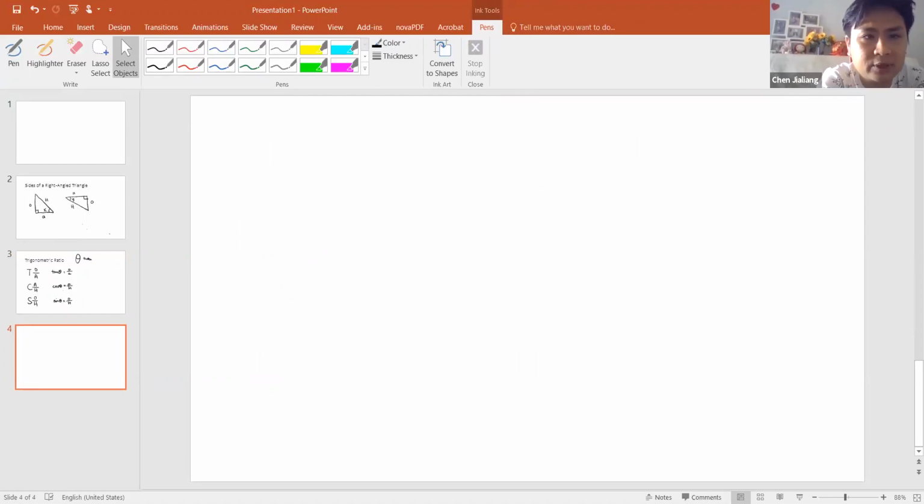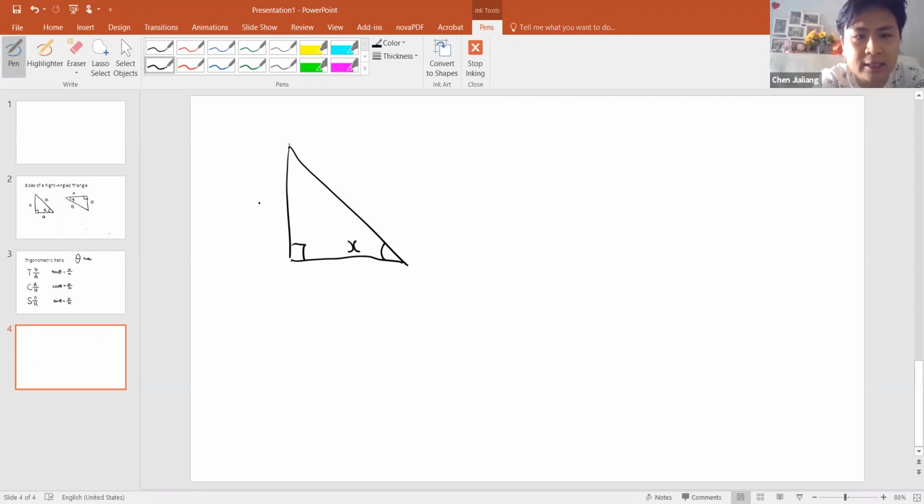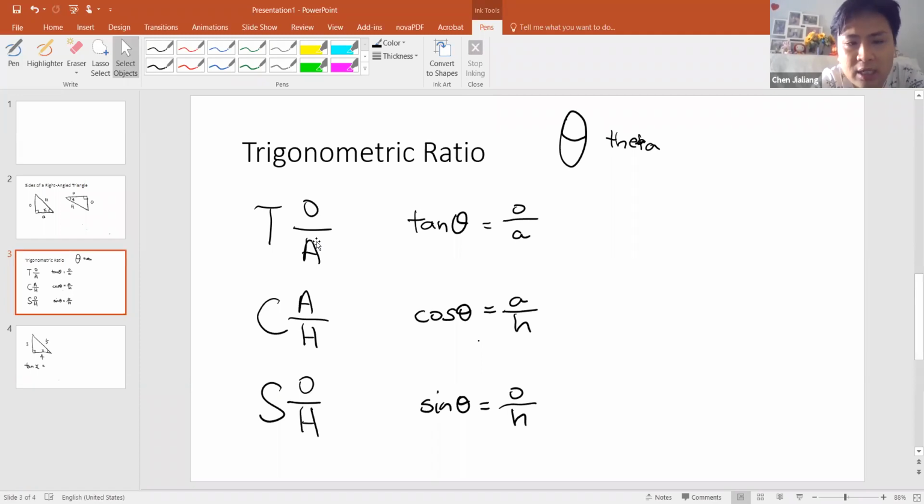So let's say I have a triangle, and my mark angle is here. My mark angle is x. I tell you that the triangle has values 3, 4, and 5. If the question asks you what is the value of tangent x, first you must remember the formula. What is the formula for tangent x? So we go back to the formula here, the formula toi ka so. Which one is the formula for tangent x?